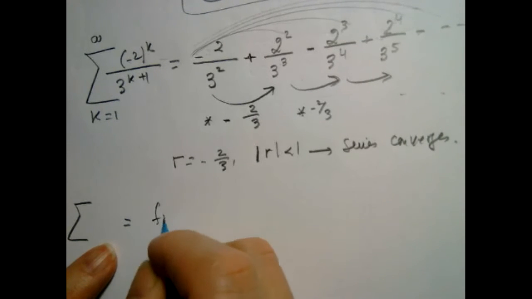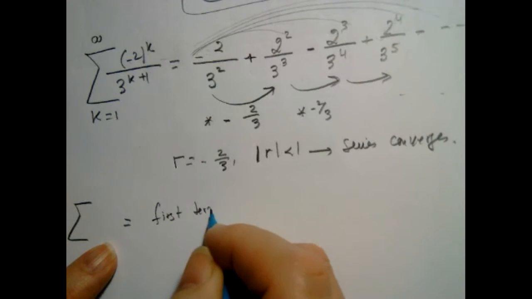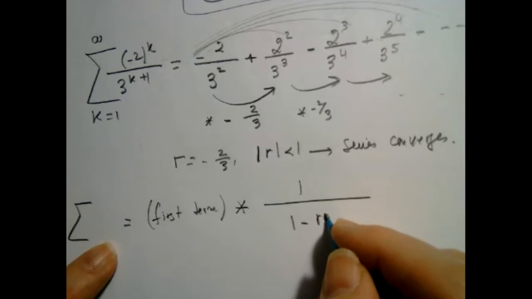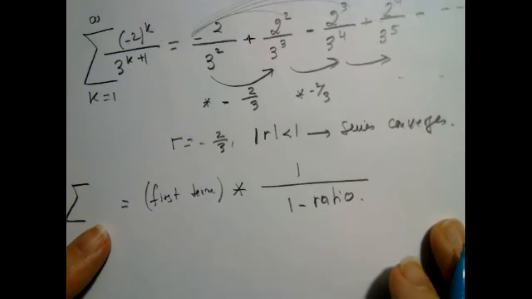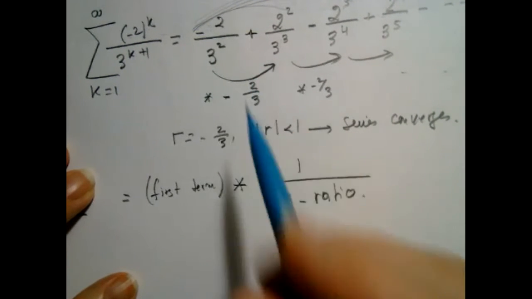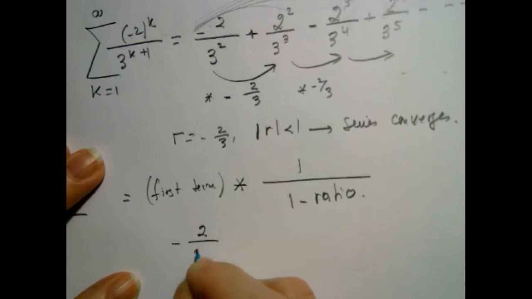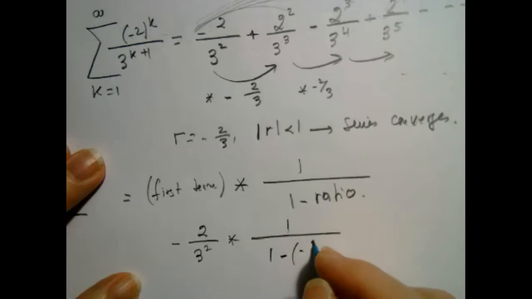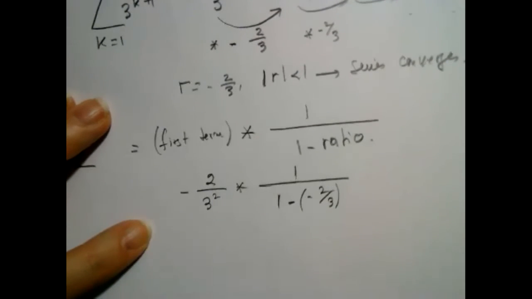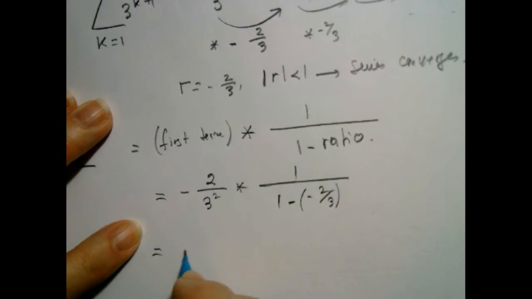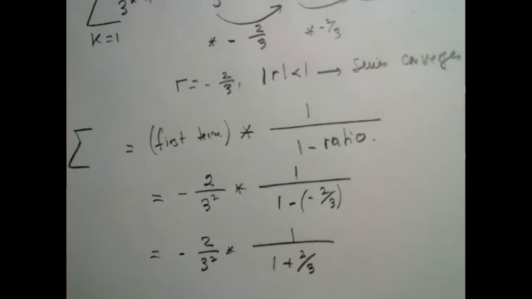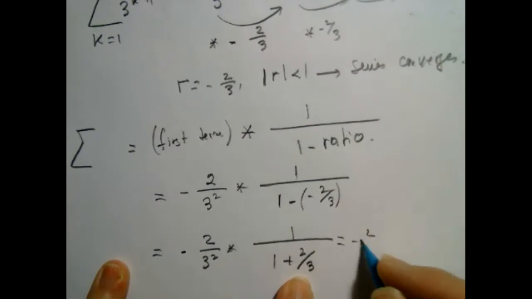equal to the first term multiplied by 1 over 1 minus the ratio. All right, the first term is minus 2 over 3 squared times 1 over 1 minus the ratio, which is negative in this case. So finally, I will get minus 2 over 3 squared times 1 over 1 plus 2/3. And the rest is simple math.